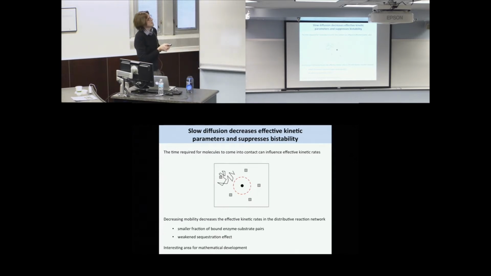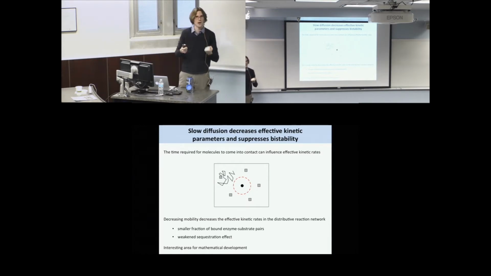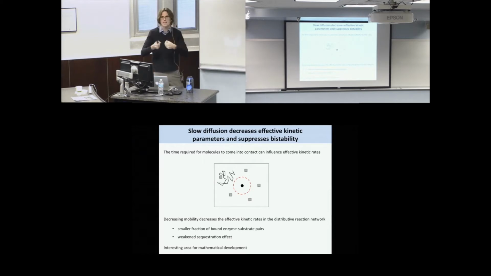So here's the idea. As you decrease the diffusion, the time it takes for molecules to encounter each other goes up. And it's well known that the time this takes can actually influence the kinetic parameters in a model. So the slower the diffusion, you basically decrease the effective parameters. By decreasing the effective binding rates between molecules, you suppress the sequestration effect. So qualitatively, decreasing the mobility decreases effective kinetic rates. So you get smaller fractions of bound enzyme-substrate pairs, which we can see as sequestration, which then suppresses the bistability. This is well understood for three-dimensional systems in which you have very simple reactions.